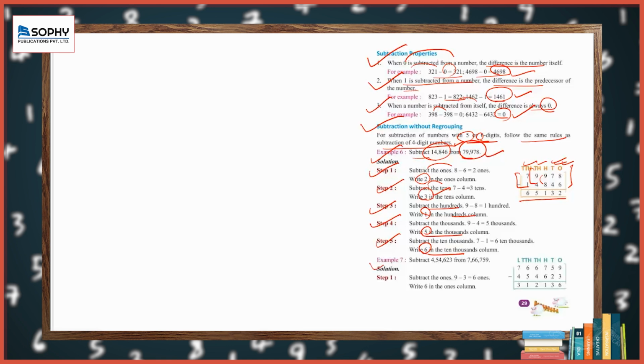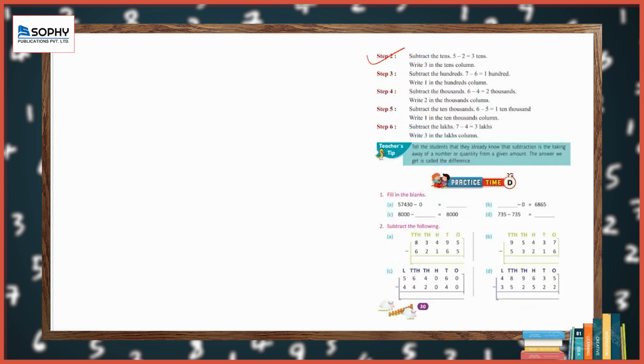65,132, students. Now let's look at example number 7, students. We have to subtract these numbers from this one. So in step 1, what we'll do, students, we will subtract the ones, that is 9 minus 3 is 6 ones. We will write 6 in the ones column. After that, we will subtract the tens, students, that is, 5 minus 2, 3 in the tens column. Then 7 minus 6, 1 in the hundreds column. Then subtract the thousands, that is 2 in the thousands column. Then in step 5, we will subtract the ten thousands, that is 1 in the ten thousands column. And then we subtract the lakhs, that is, we write 3 in the lakh column.